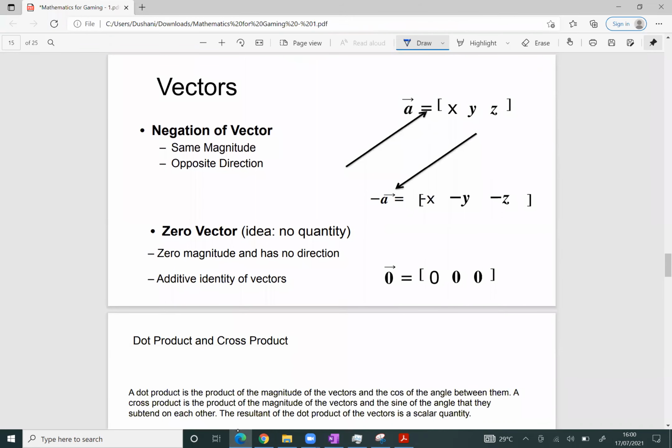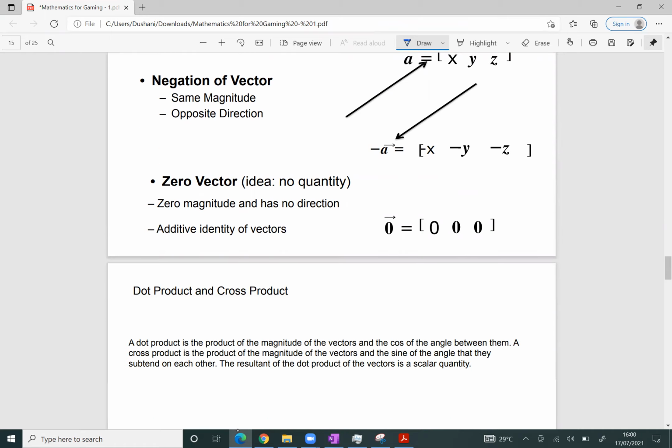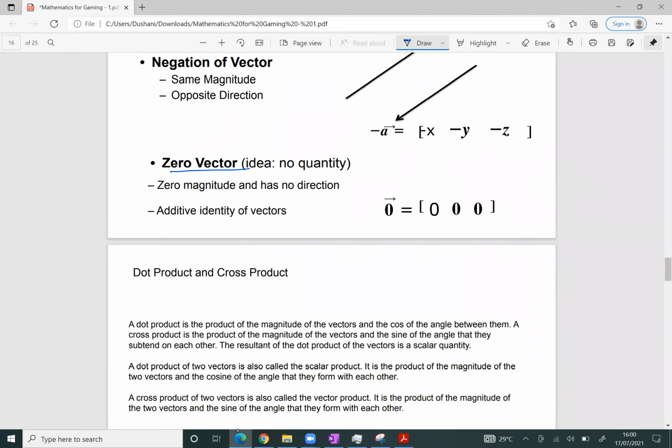And then we have the negation of a vector, which is basically we take the opposite. It's the same magnitude but in the opposite direction. So the change in the symbol, positive or negative, tells us that there's a change in the direction. And then when it comes to the zero vector, there's a zero magnitude and it has no direction.